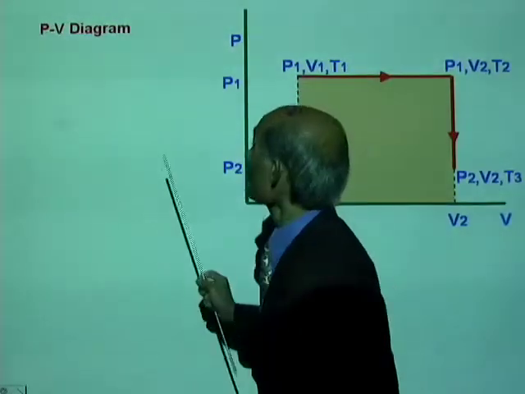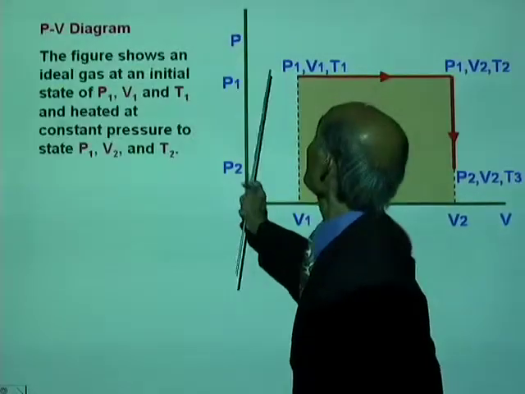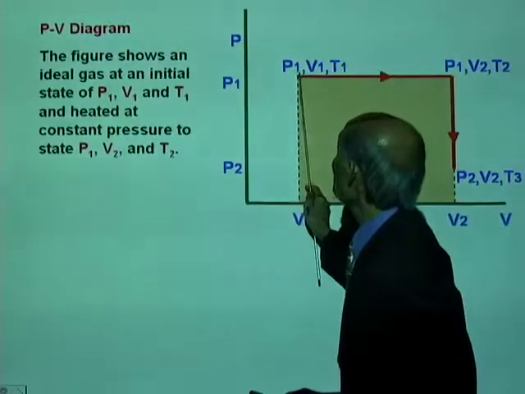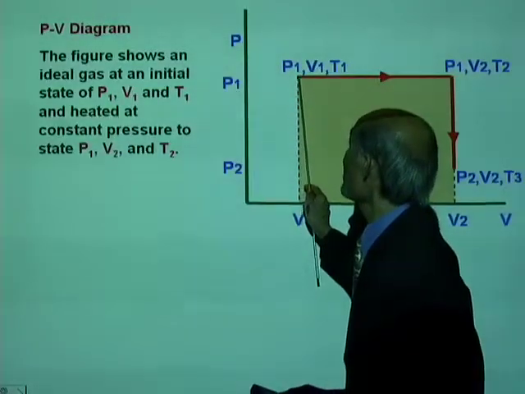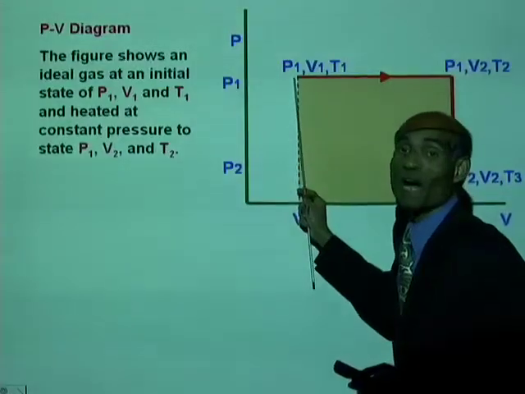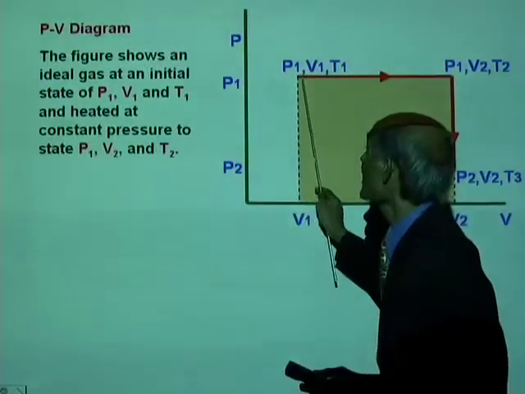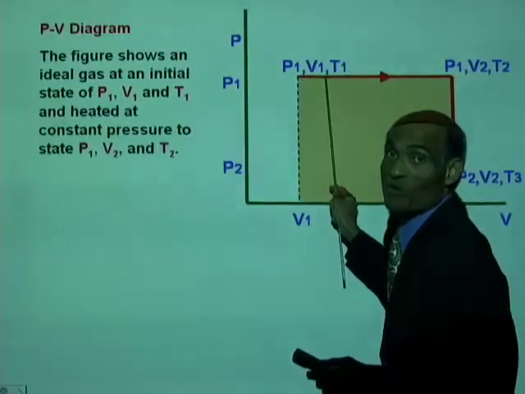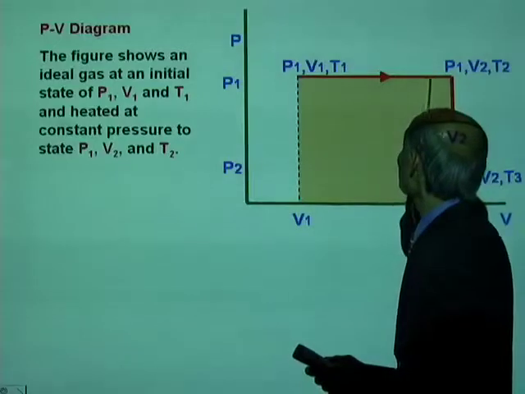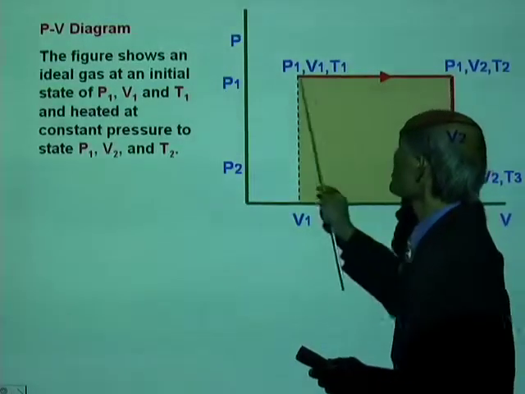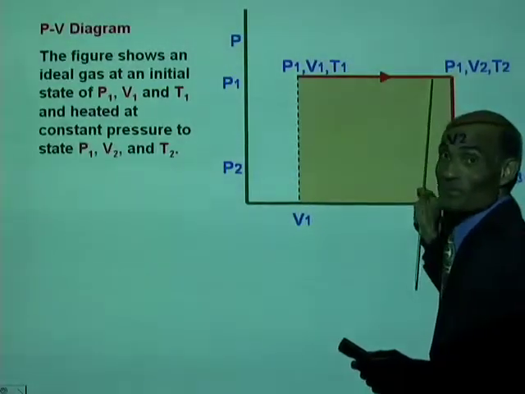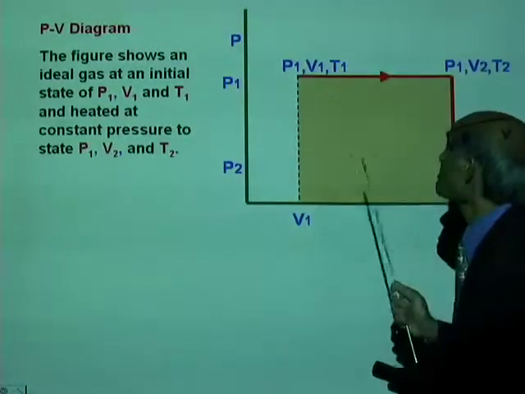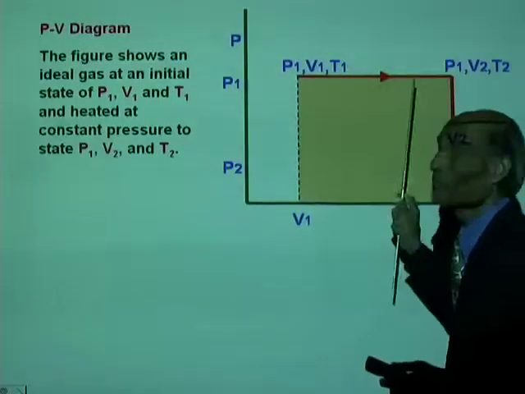Okay, now here I have a situation. The figure here shows an ideal gas at a state P1, V1, T1. It now moves to a state 2. What is the state of the gas here? Pressure remains a constant. Pressure hasn't changed. Volume has changed to V2 and the temperature has changed to T2.